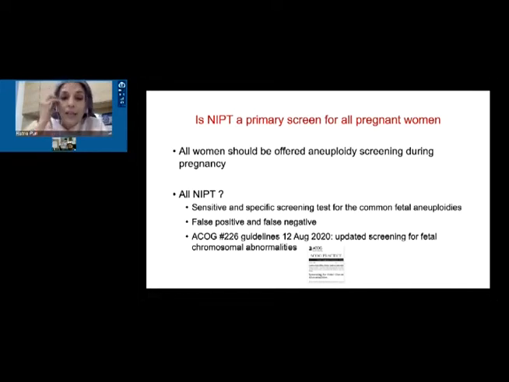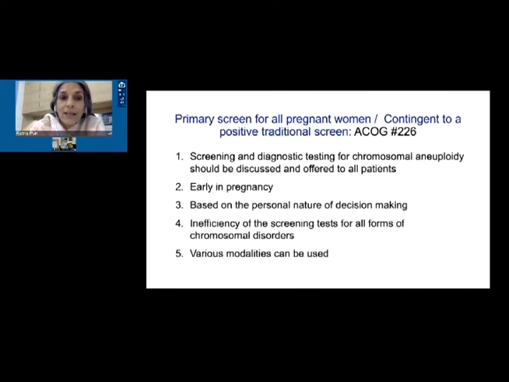And here I would like to introduce the latest ACOG guidelines, which are really not in print, but there's only a podcast, which introduces us to the concepts within these guidelines. It's available online from August 2020. Now this says that screening and diagnostic testing for chromosomal aneuploidy should be discussed and offered to all patients.